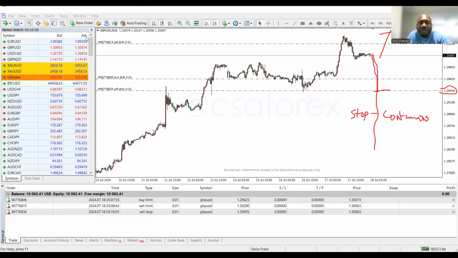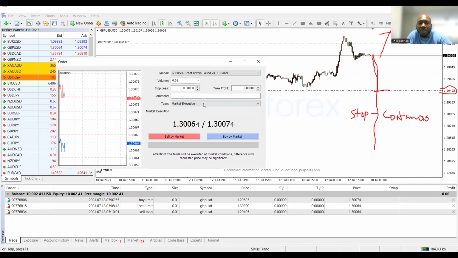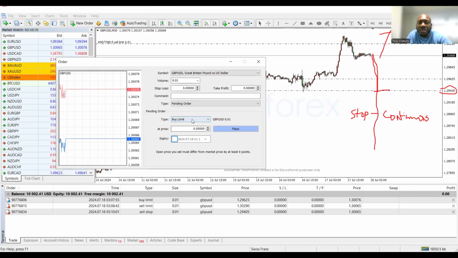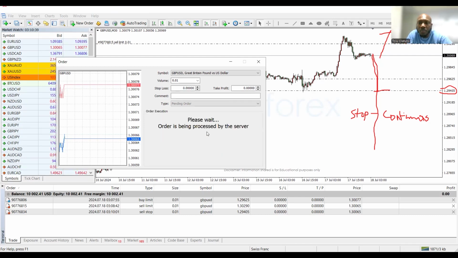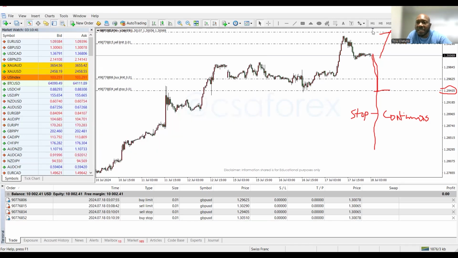1.30510, same thing, new order, and then come here, change to pending order, and then change to what? Buy stop. Put in the price 1.30510, click on place. Beautiful. You can see that one now is also set. So we have all our pending orders for limit and stop that have been input, but no profit, no loss yet, simply because it has not triggered.